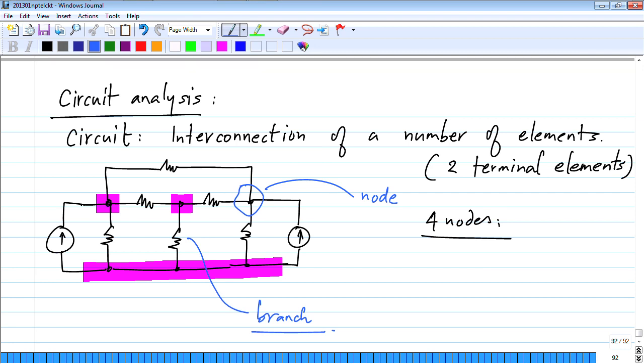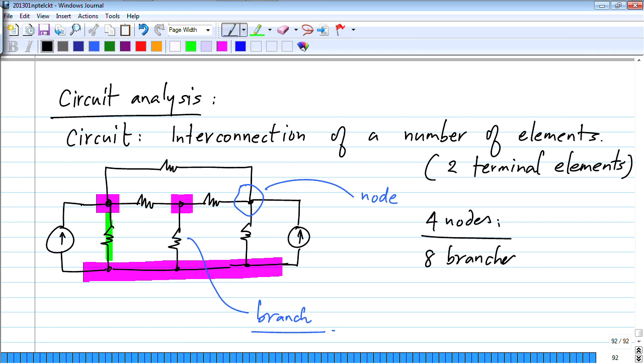Many of you again gave the answer correctly, that there are 8 branches. Sometimes you can combine two parallel elements into a single element and call that a single branch. Right now I will consider each of these things as a branch. Each of these elements is a branch, so is this and this, this, this, so that's 5, 6, 7 and 8. So we have 8 branches.